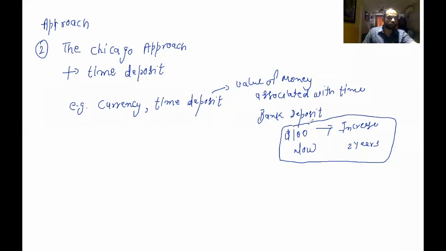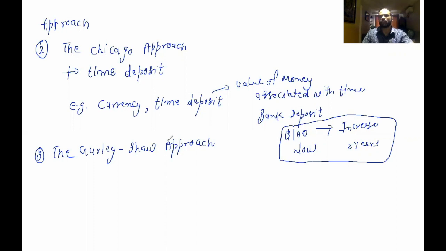Third is a Gurley-Shaw approach. Remember, this Chicago approach and Gurley-Shaw, these are the people who defined the meaning of money time to time. So that's why these approaches use the names of these people. Right? Okay. According to this approach, money is defined as a liquid asset.